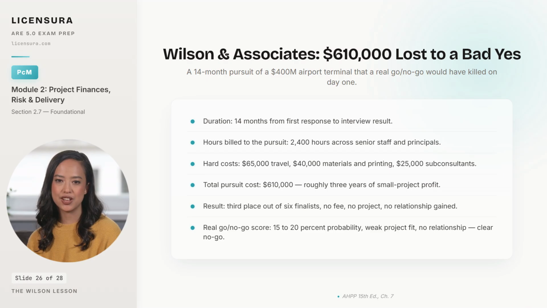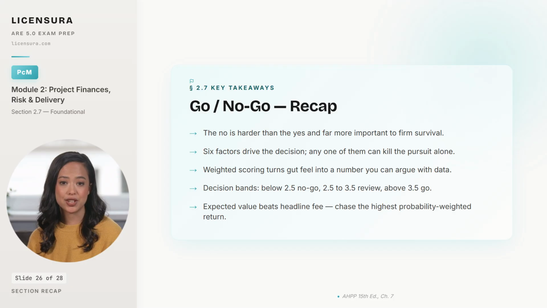Let me close with what to walk away with on this decision. 6 takeaways from the go or no-go discussion that should outlive this section. First, the no is harder than the yes, and the firms that survive build the discipline to say it early and often before pursuit costs spiral. Second, 6 factors drive the decision, and any single weak factor, fit, relationship, competition and win odds, profitability, resources, or risk, can kill a pursuit on its own.